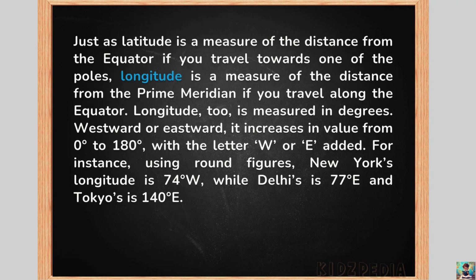Just as latitude is a measure of the distance from the equator, if you travel towards one of the poles, longitude is a measure of the distance from the prime meridian if you travel along the equator. Longitude too is measured in degrees, westward or eastward. It increases in value from 0° to 180° with the letter W or E added. For instance, using round figures, New York's longitude is 74° west, while Delhi's is 77° east and Tokyo's is 140° east.